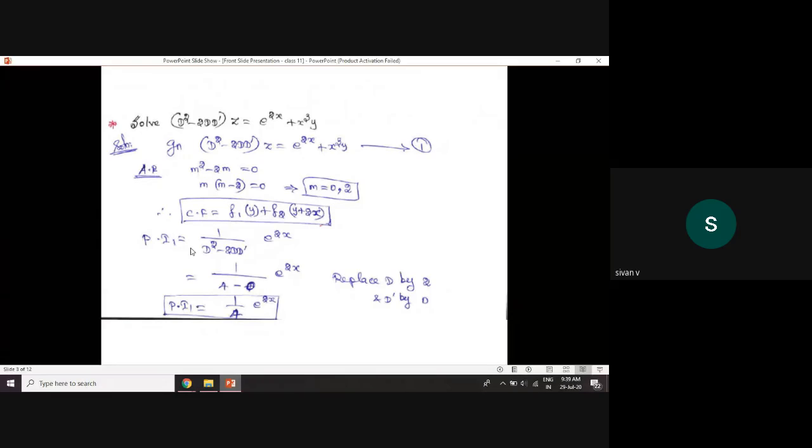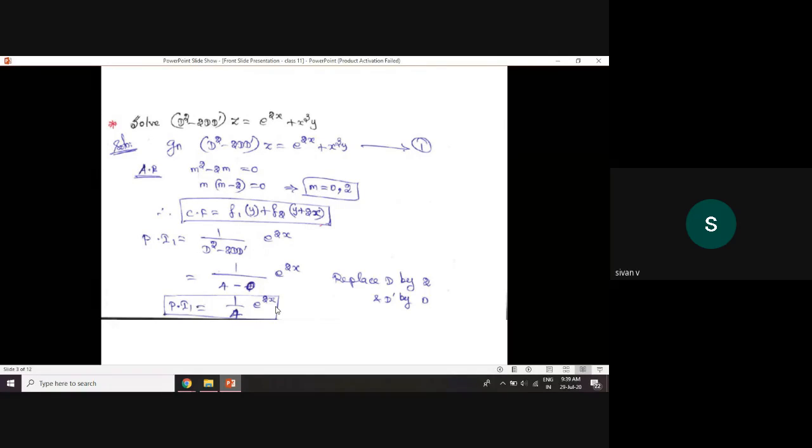Now we will move on to the particular integral. This is particular integral 1: 1 by D square minus 2 D D dash into e power 2x. Here in the exponential only x is there, y is missing. So we can write it as e power 2x plus 0y. It means D dash is replaced by 0 and D is replaced by the coefficient of x. The coefficient of x is 2. So D is replaced by 2 square, 4, and D dash equal to 0, so 2 into 0 equals 0. So 1 by 4 e power 2x. This is particular integral 1.